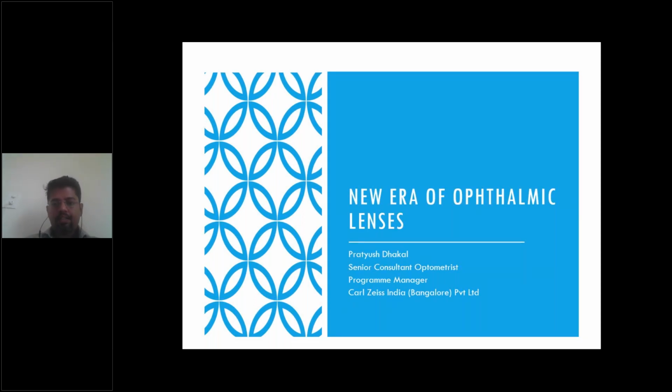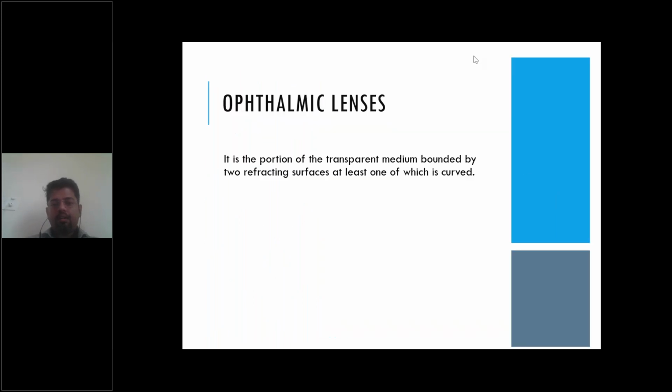So let us start with the discussion. We all know the ophthalmic lenses. Ophthalmic lenses are the portion of.